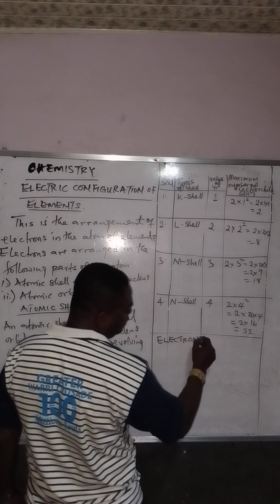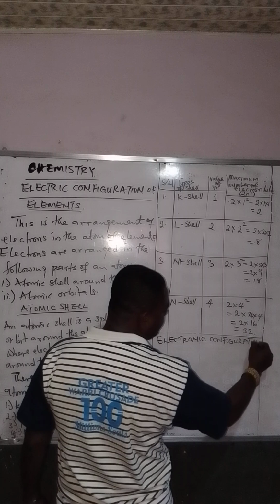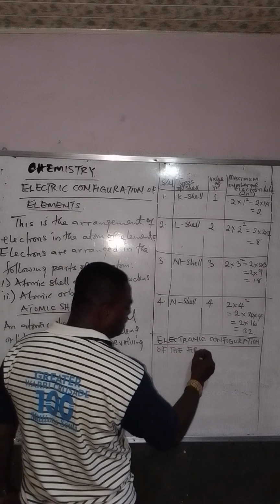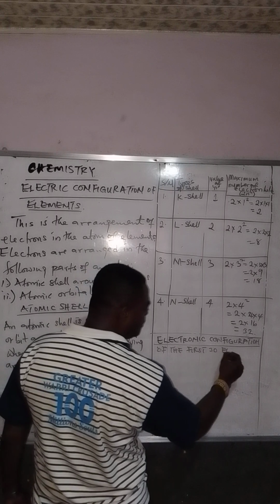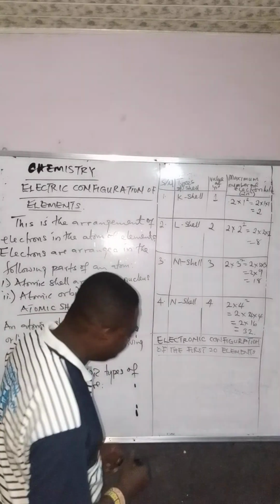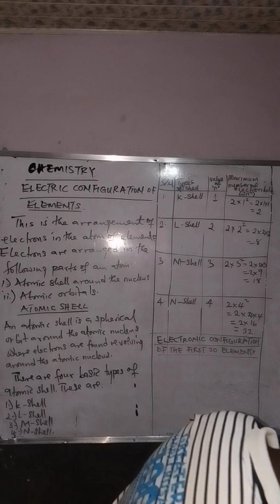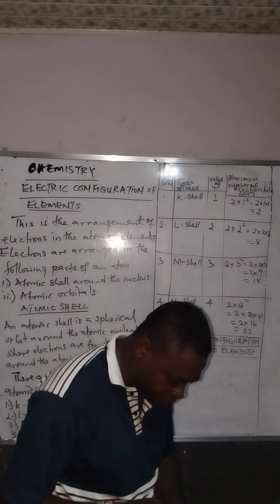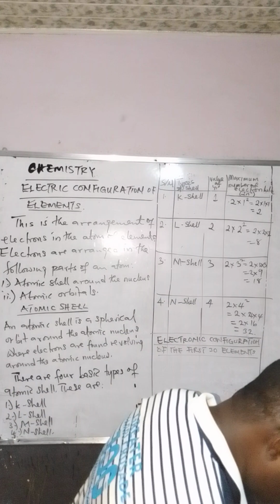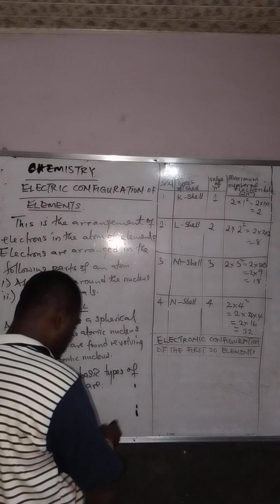Now, let's go and look at electronic configuration of the first 30 elements. We are starting with hydrogen. I hope you can recite the first 30 elements offhand. Please, you need to do that.